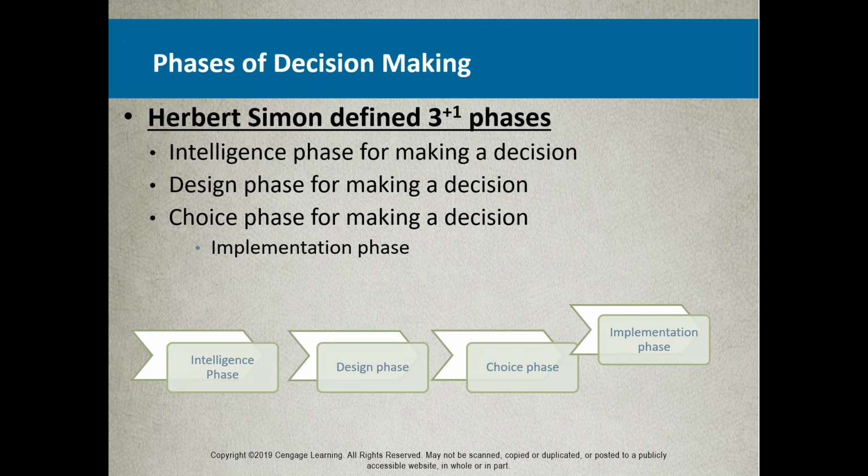All right, welcome back to part number 3, CSIS 2200, chapter number 12. We're going to carry on with the different phases of decision making.